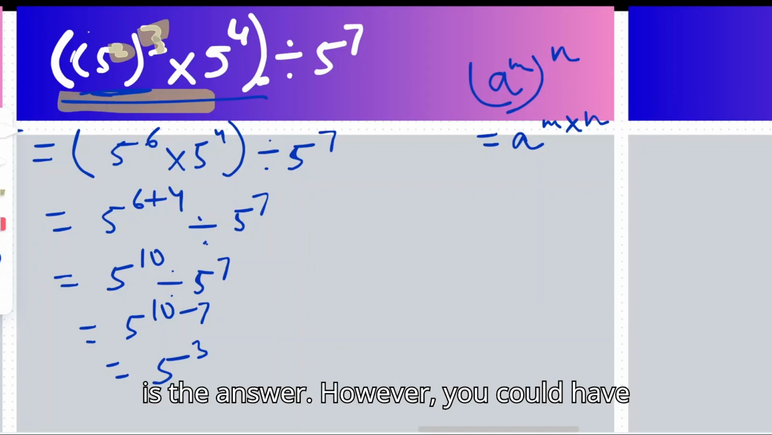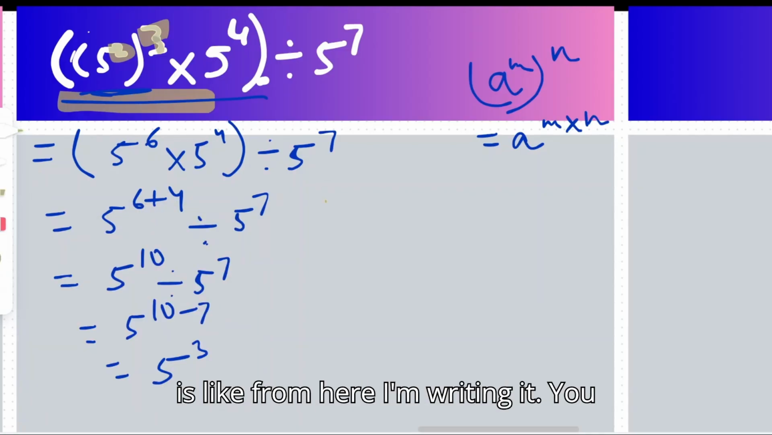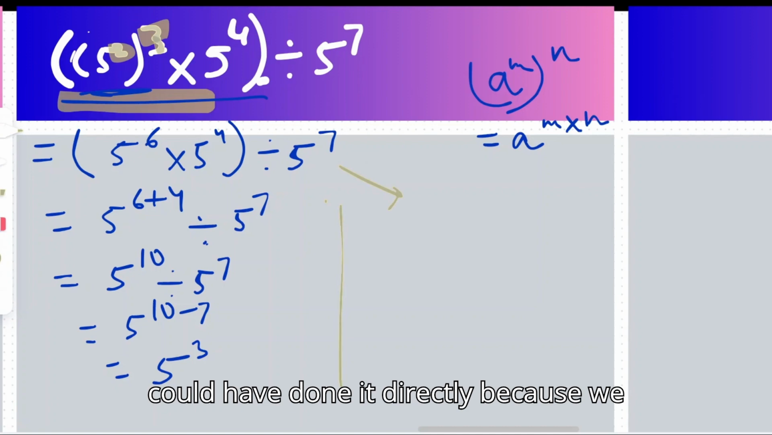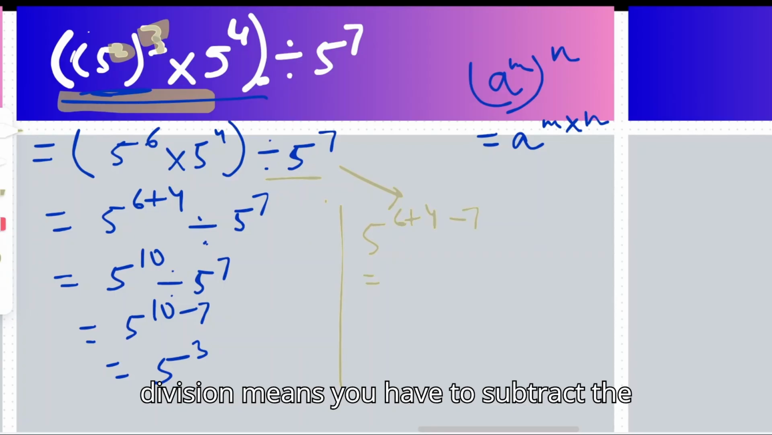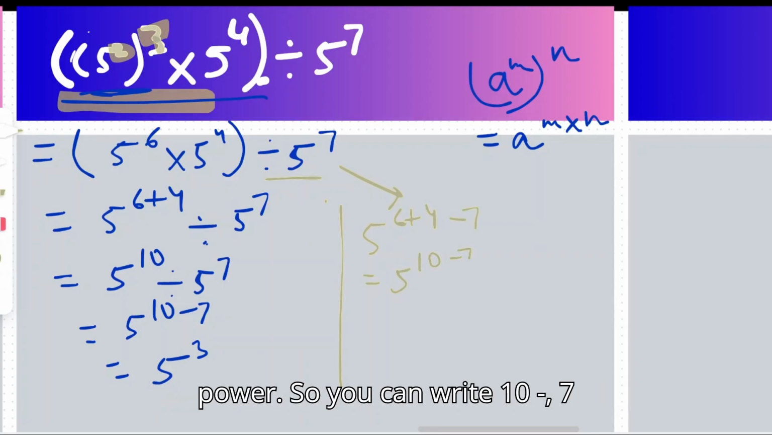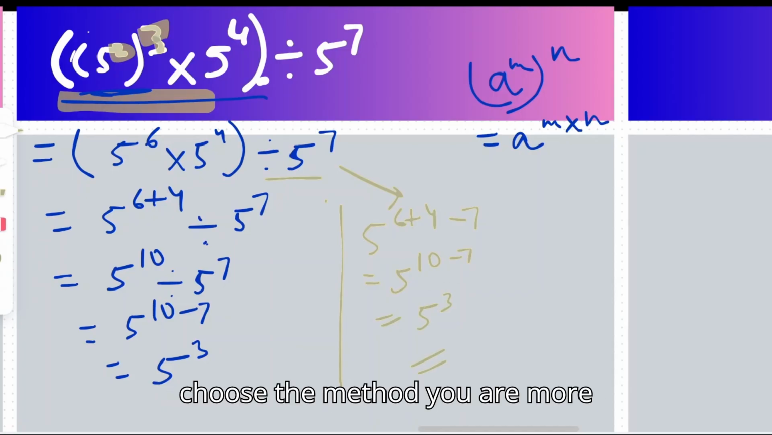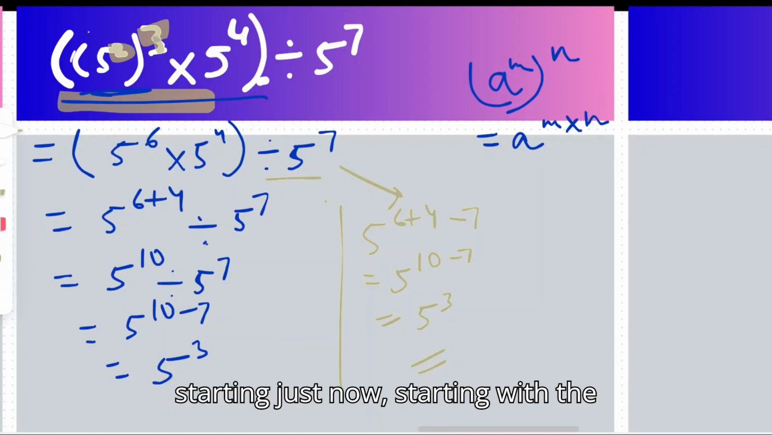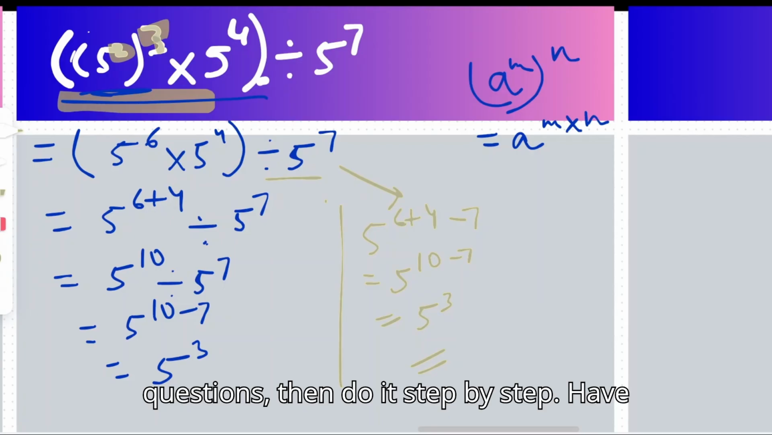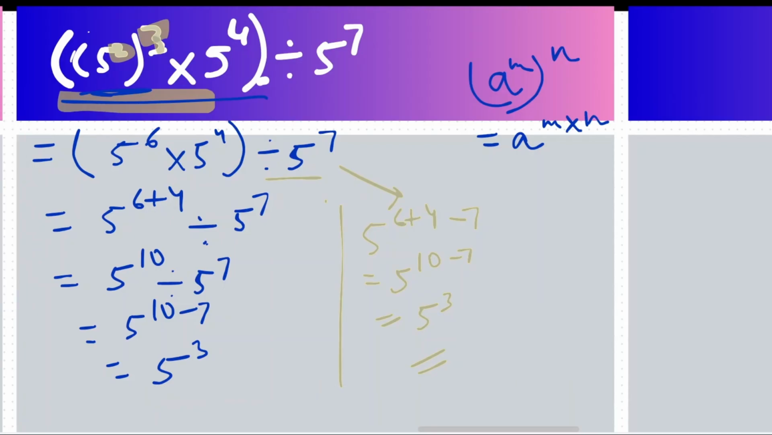However, you could have done it in another way. And how is it? Like from here, I'm writing it. You could have done it directly because we know that this is to be added and division means you have to subtract the power. So you can write 10 minus 7 directly and we are done here. Okay. Choose the method you are more comfortable in. I suggest that if you're just starting with the questions, then do it step by step. Have a step by step approach. Now the next question.